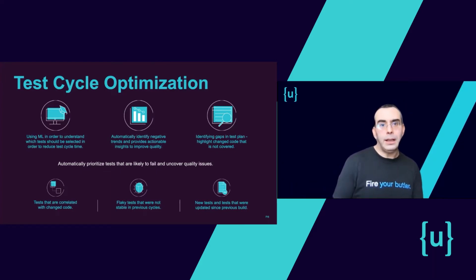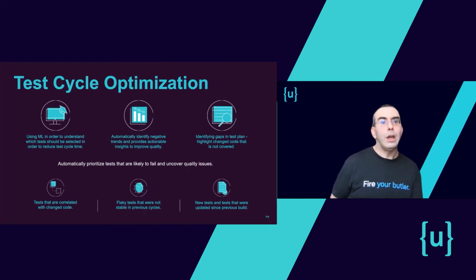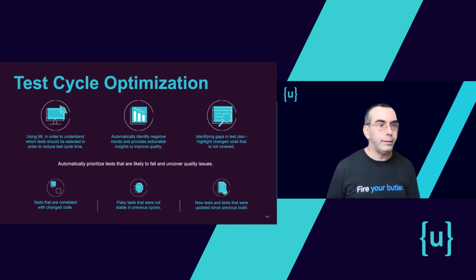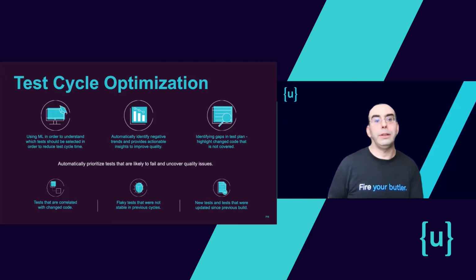And this is exactly what we would like to do here. What we're doing is building the capability that will help us understand which tests are more important to run at every given test cycle, which tests are more likely to fail. And we will make sure that we run these tests at the beginning of every test cycle, so you don't have to wait until the entire test cycle finishes to find a failure or a quality issue.